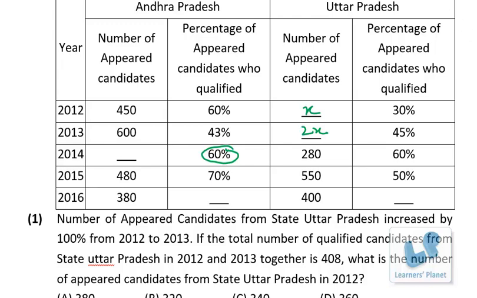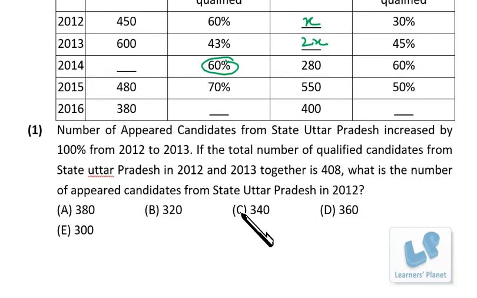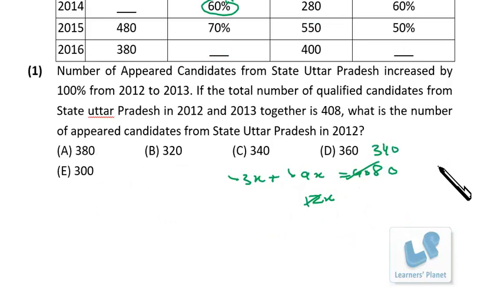We have been given the calculation: 30% of x plus 45% of 2x is 408, right? So 30% of x is 0.3x, plus 45% of 2x, that will be 0.9x, and that is 408. So 0.9 and 0.3 make 1.2x, which is 408, so x is 340. Okay, that's pretty simple. I hope you are clear.